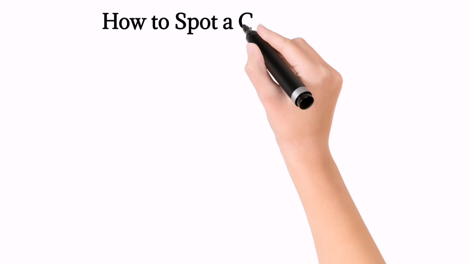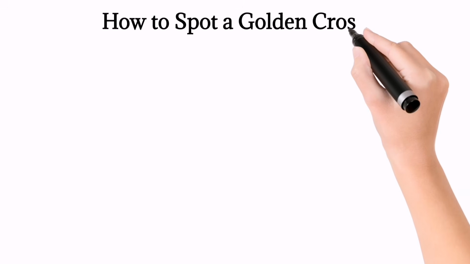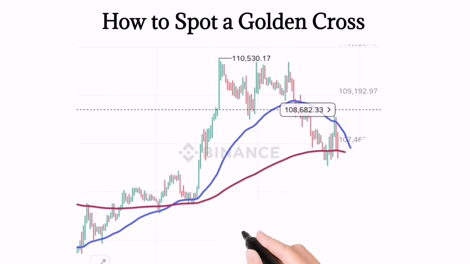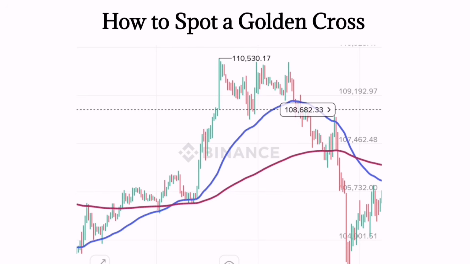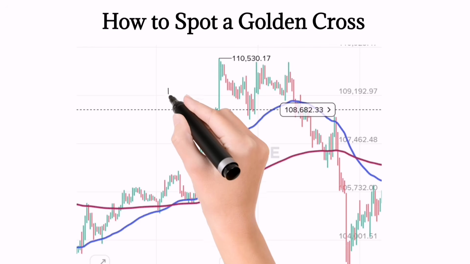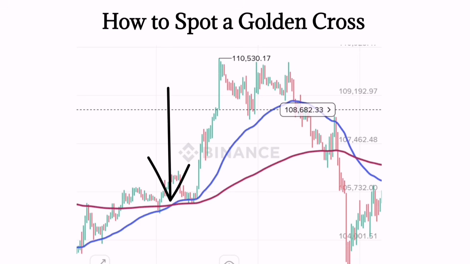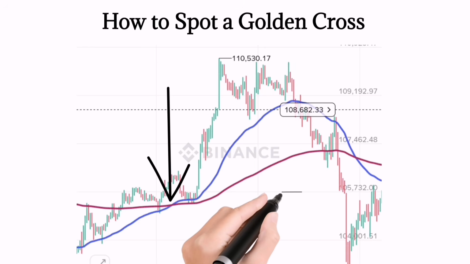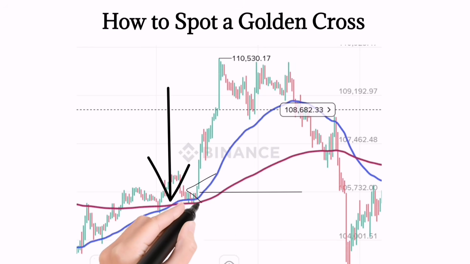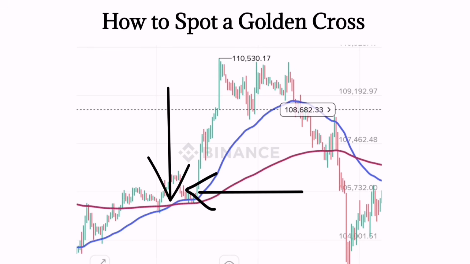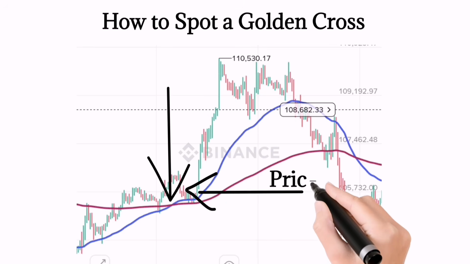How to spot a golden cross. Visual setup. Plot the 50 EMA in bright blue and the 200 EMA in red. Keep your chart clean, no extra indicators for now. Confirm the cross. Wait until the blue 50 EMA line has clearly crossed above the red 200 EMA line and both lines are visibly separated for at least one full candle close. Patience avoids false signals.